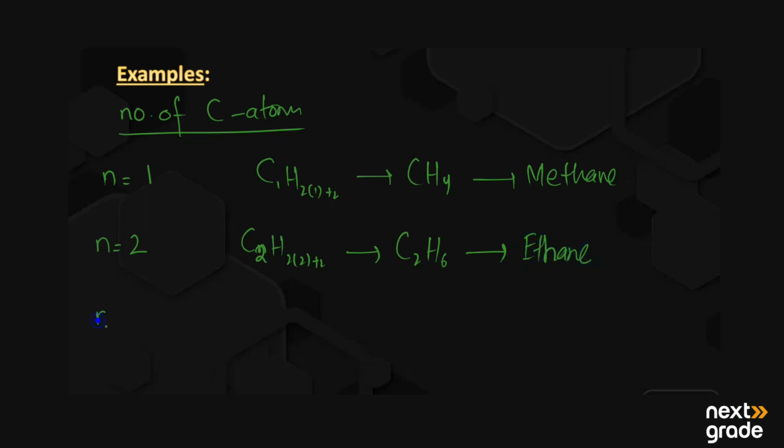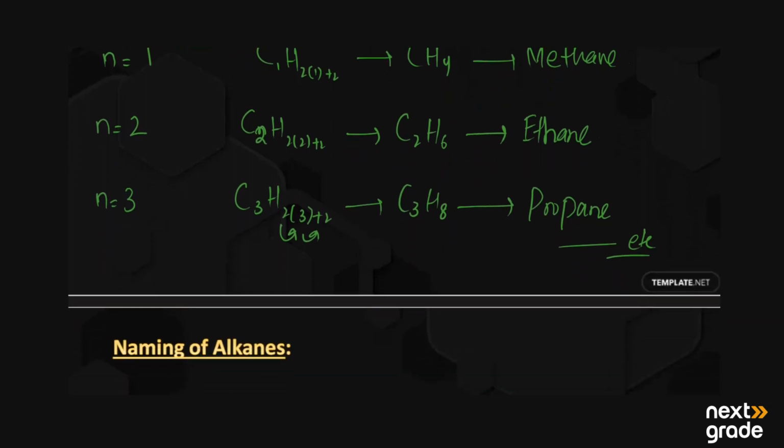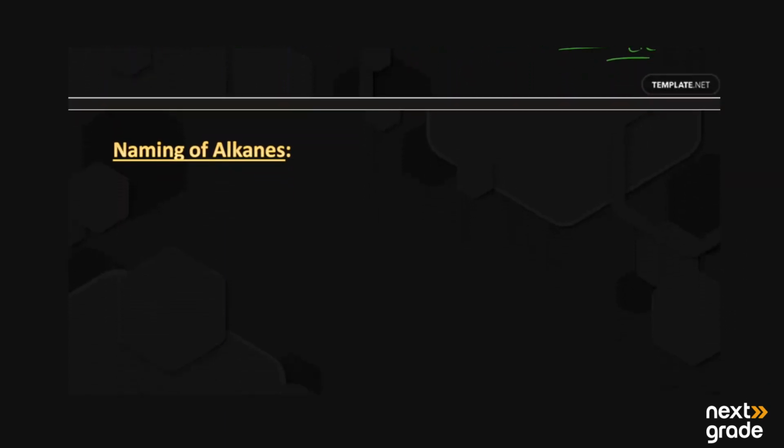Next, if n is equal to 3, then we have C3 hydrogen 2 into 3 plus 2. 2 threes are 6, and 6 plus 2 we have 8. So 8 hydrogen atoms. C3H8 is the formula for propane, and likewise we have a large number of molecules like this. So these are simple examples of organic compounds, the alkanes.